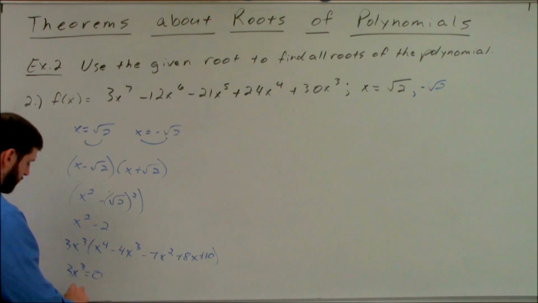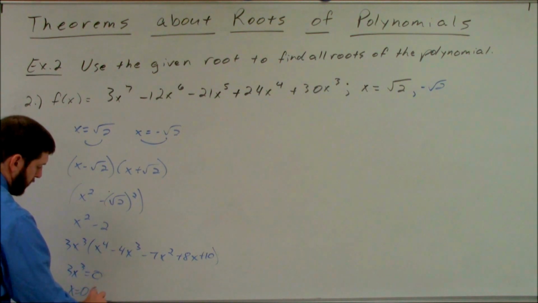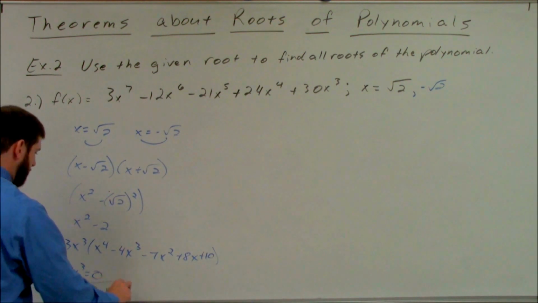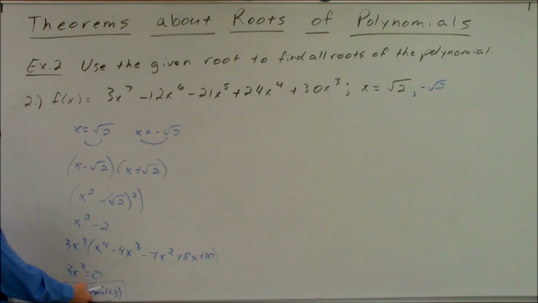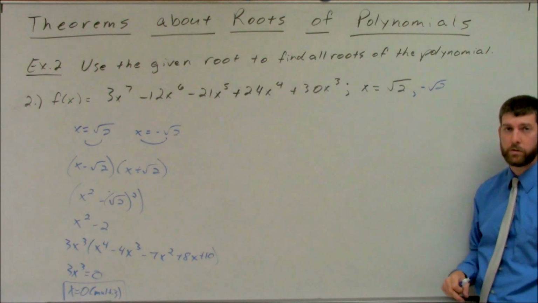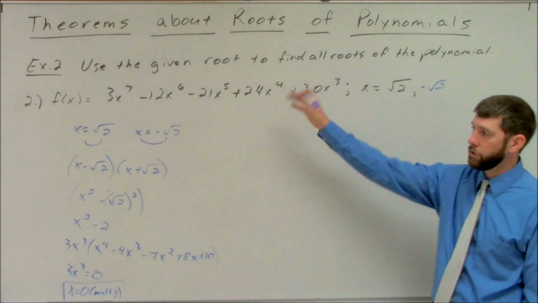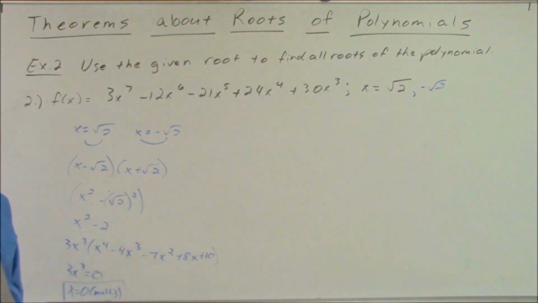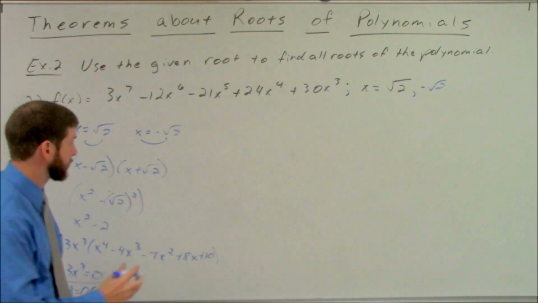3x cubed equals 0, so x is equal to 0 with multiplicity of 3. So I've already identified out of the 7 roots, 3 right there, 2 right there, so that's 5 roots identified, so there's only 2 left. That tells me that once I divide, I should have a quadratic left. So let's go through and do our division now.